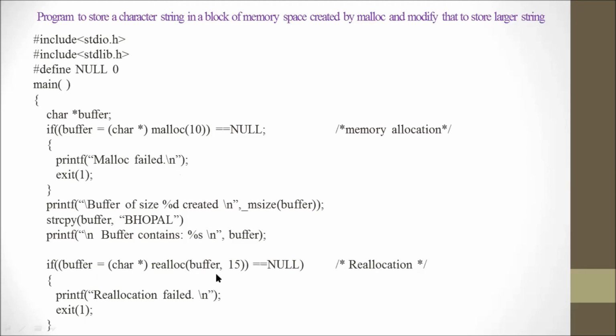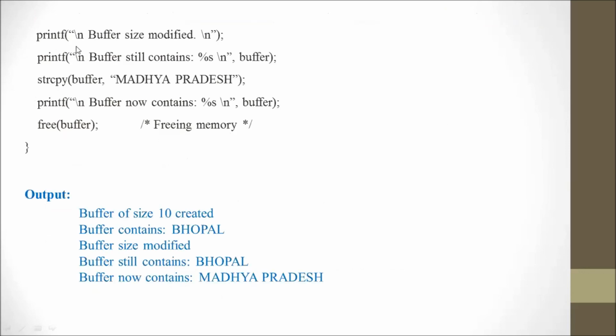If 15 bytes are available, it will allocate the memory, otherwise it will show that the reallocation failed. So we reallocate, the buffer size is modified, this message will print, and the buffer still contains Bhopal. Then we copy the string Madhya Pradesh, which is more than 10 bytes, and it will be stored in the buffer. This prints the buffer contents. Then free buffer releases the 10 and 15 bytes that were allocated by the malloc function.